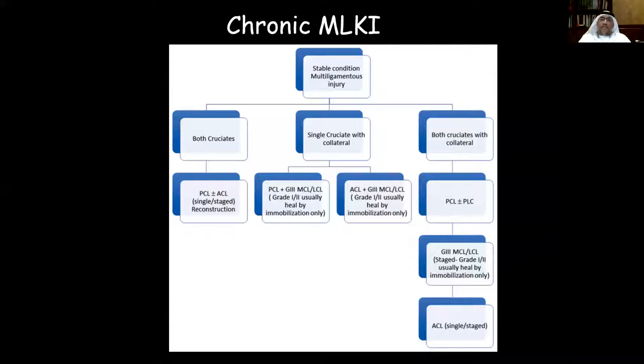So, in summary about the chronic multi-ligament, we need to see stable condition. We need to assess if it's both cruciates, or a single cruciate with collaterals, or more, and we address each one according to its best way of treatment.